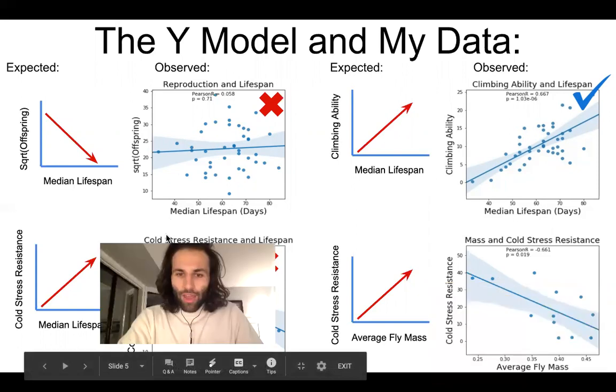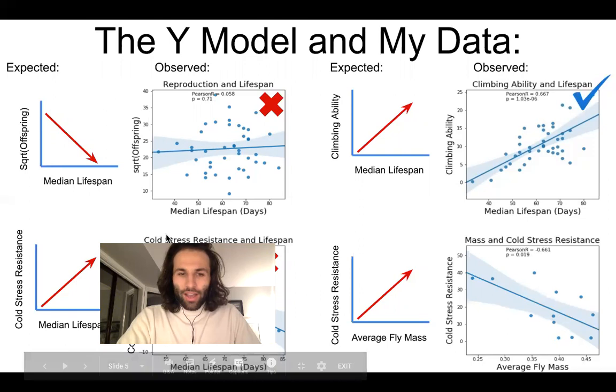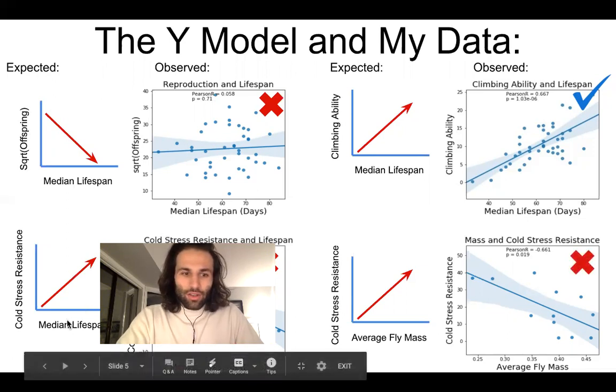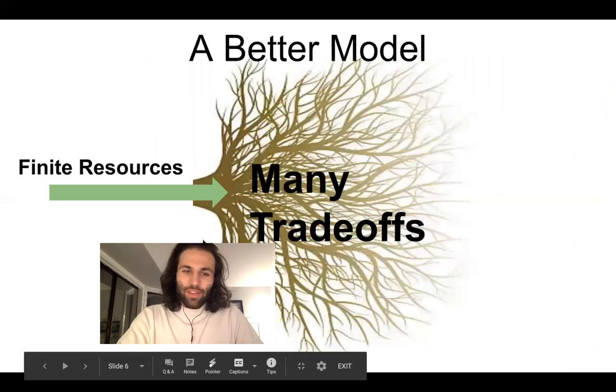Moving to the bottom right, we have cold stress resistance on the Y and average fly weight on the X. Again, two measures of somatic maintenance, and we would expect a positive correlation, but what we see is a negative correlation. So what can explain these observations?